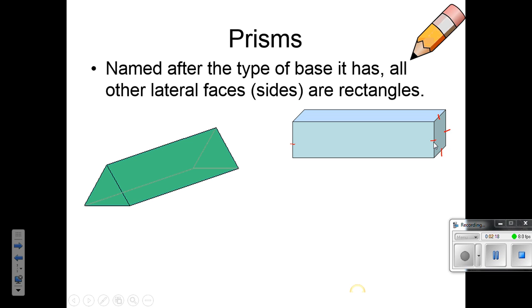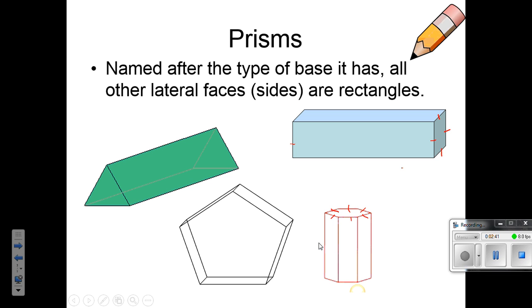This would be called a hexagonal prism. And the reason why this is called a hexagonal prism is because it has six sides. See, there's six sides here, and that base would be the same as the base on the bottom. And then all these lateral faces or sides are rectangles.